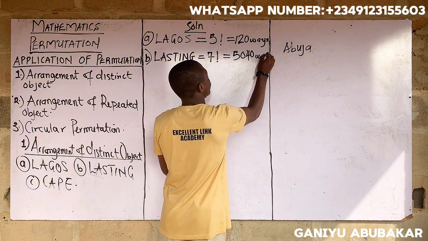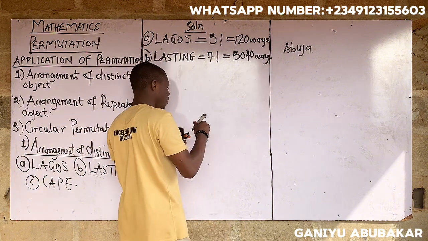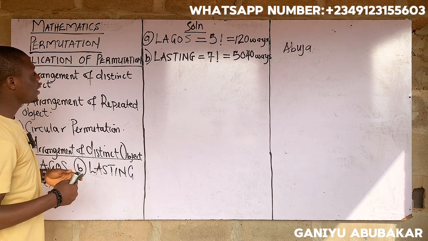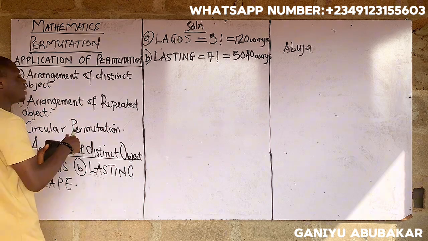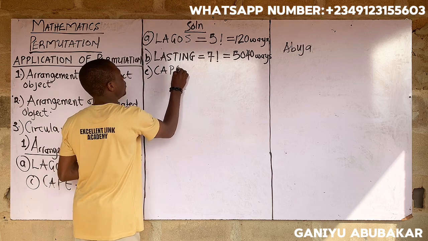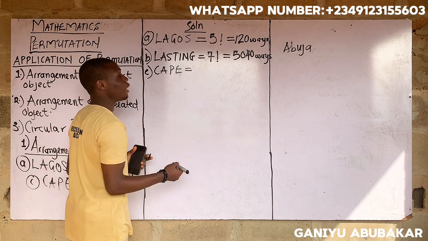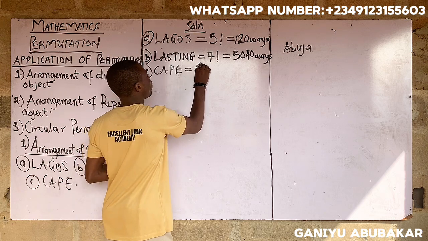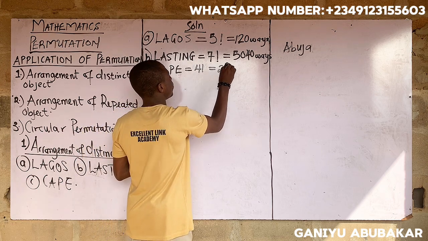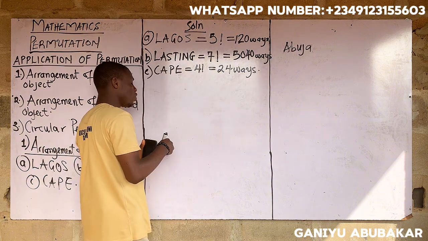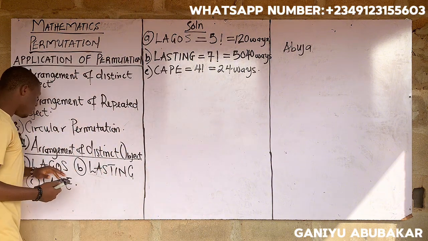5040 ways. So I have this. It becomes my answer to that question. Next up, the last one here is C. For C there, I have CAPE. Objects here are not repeated. What do you do? You just count them. So what do I get? That's 4 factorial, which is what? 24 ways.